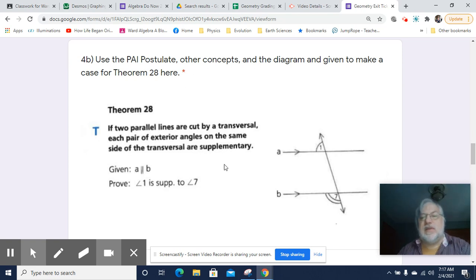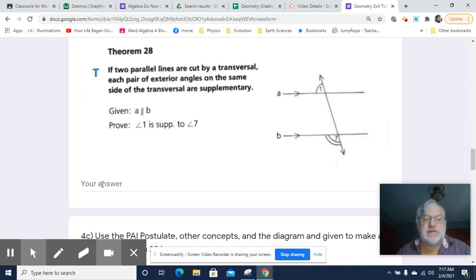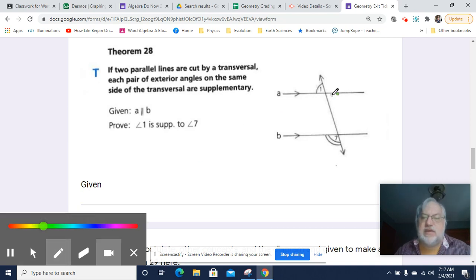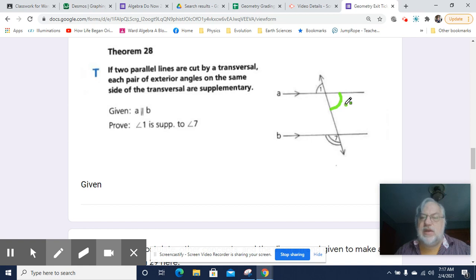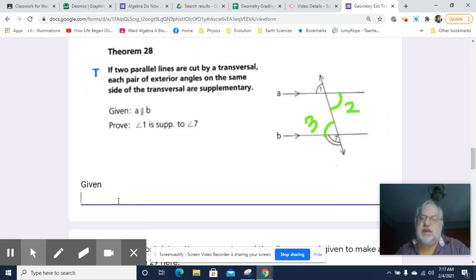Okay, so here's what we've got. We've got this given and this given. A and B are also parallel lines. So we can say given, okay, and then we can add some angles in here. So we can call this one 2, and let's call this one 3. Okay, so this is going to involve some transitive property, I believe.